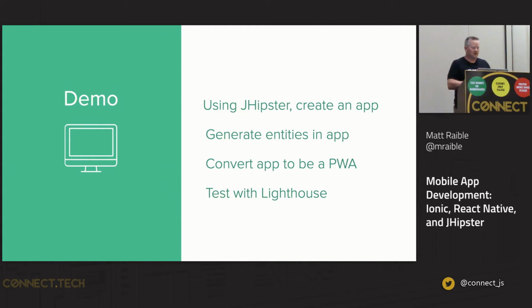And so the demo that I will eventually show you, I will create an app with JHipster. I'll generate entities for that app so we can CRUD those entities. And then I'll convert the app to be a PWA and test with Lighthouse. And one of the things I've learned is npm install on stage is very boring, very slow, and very error prone. So what I'm going to do today is actually just run things. I'm not going to create anything, but I will show you how I created it all so you can take that home and try it yourself if you want.